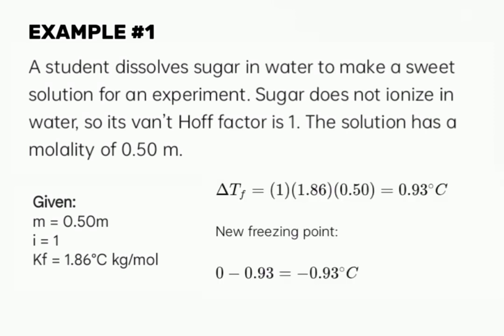After getting the given values, we will just use the formula presented earlier. So we have here freezing point depression is equal to 1 times 1.86 times 0.50 moles, which is equal to 0.93 degrees Celsius. And for the new freezing point, we have an original freezing point, which is 0 degrees Celsius, minus 0.93, which is equal to negative 0.93 degrees Celsius.